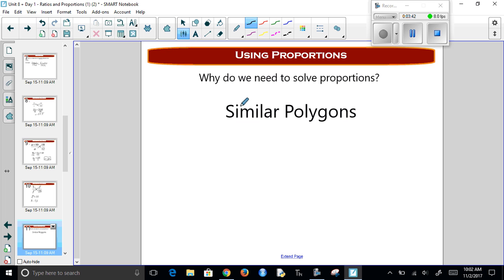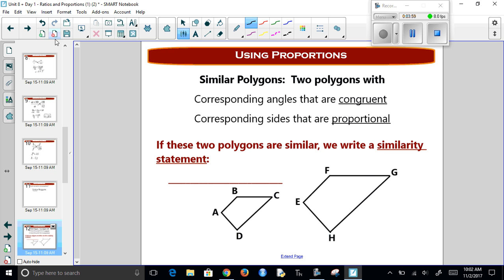All right, now there's something called similar polygons. Similar polygons are shapes that have the same shape, but not necessarily the same size. They're like the dilations that we were dealing with. So if you look, these have the same shape, they're just different sizes. In similar polygons, the corresponding angles are going to be congruent, but the corresponding sides are proportional. So BC isn't the same as FG, but C and G are going to be equal.